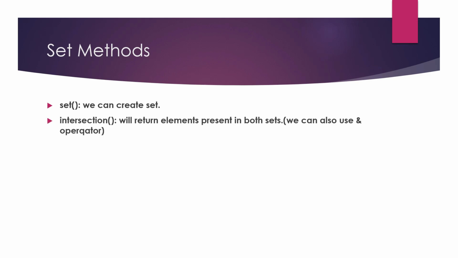Next we have intersection method. So using intersection method, we can print elements which is present in both sets. Say in set 1 we have 1, 2 and in set 2 we have 2, 3. So in both sets 2 is present. So it will print 2. Then we have difference method which will find the difference between two sets.